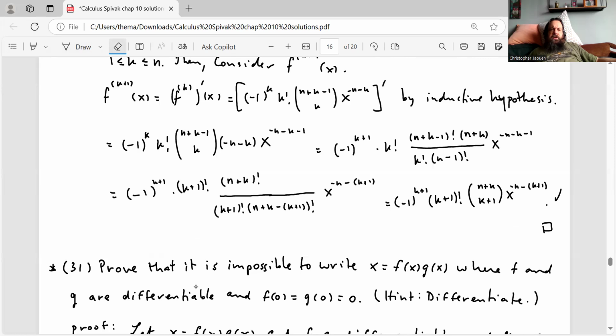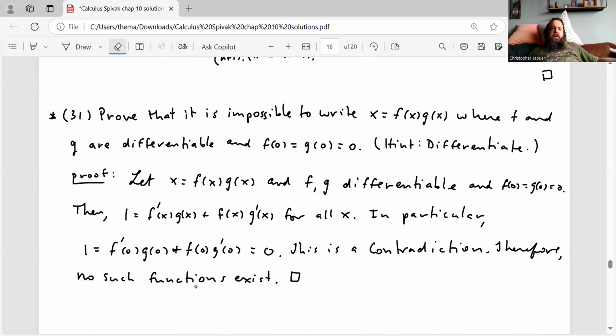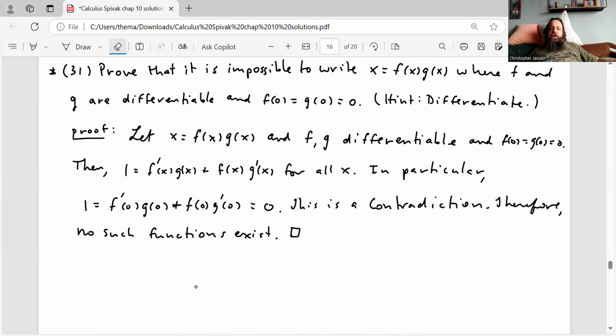Right, and then I think this, 31, is the last problem that I did in this exercise set. So 31 says prove that it is impossible to write x equal to f of x times g of x, where f and g are differentiable, and f of 0 equals g of 0 equals 0. Spivak gives a hint. He says differentiate. All right, so let x equal f of x times g of x, with f and g differentiable, and assume that f of 0 equals g of 0 equals 0. Then 1 equals, by the product rule, f prime of x times g of x plus f of x times g prime of x for all x. In particular, if you evaluate at 0, you get 1 equals f prime of 0 times g of 0 plus f of 0 times g prime of 0, which is equal to 0 by the way we defined f and g at 0. And this is a contradiction because 1 is not 0. Therefore, no such functions exist.